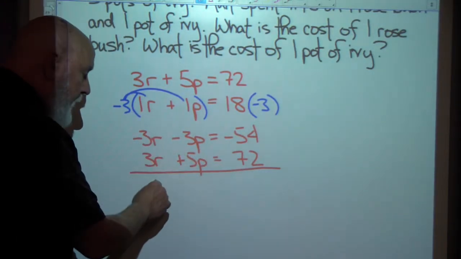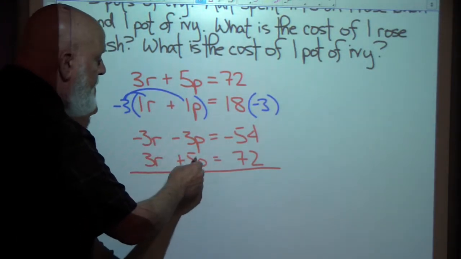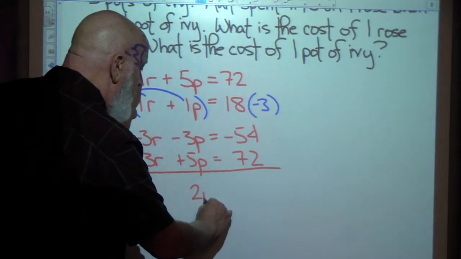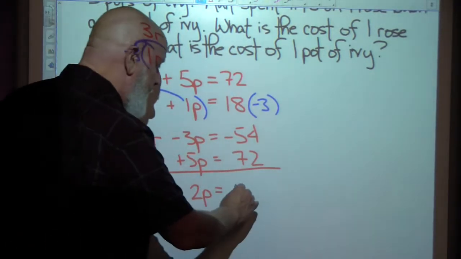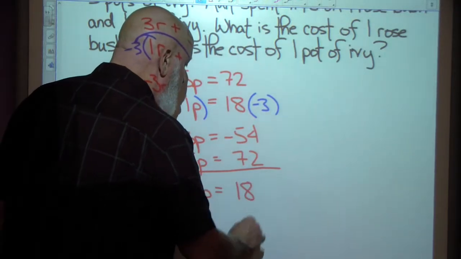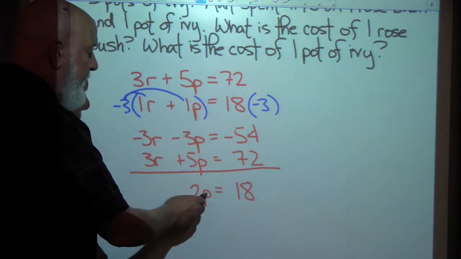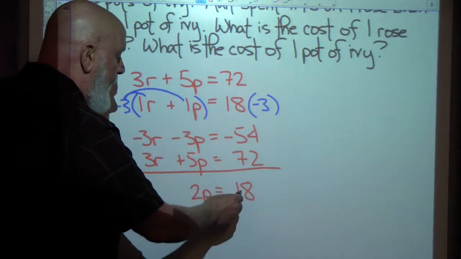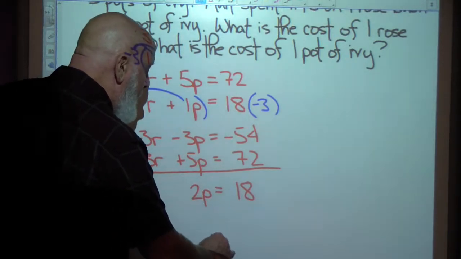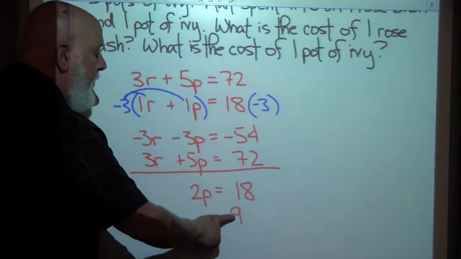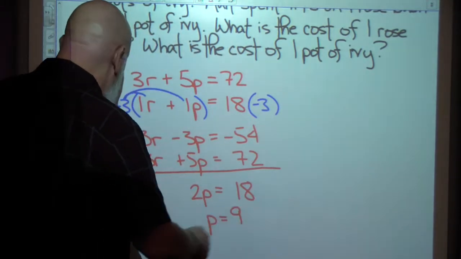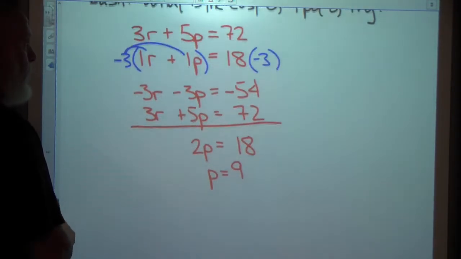And this gives me 0 r's, which is 0. 5p minus 3p is 2p. 72 minus 54 is 18, I believe. And then I solve for the single variable. 2p is 18, divide both sides by 2, p is 9. I plug this into any equation that has two variables.